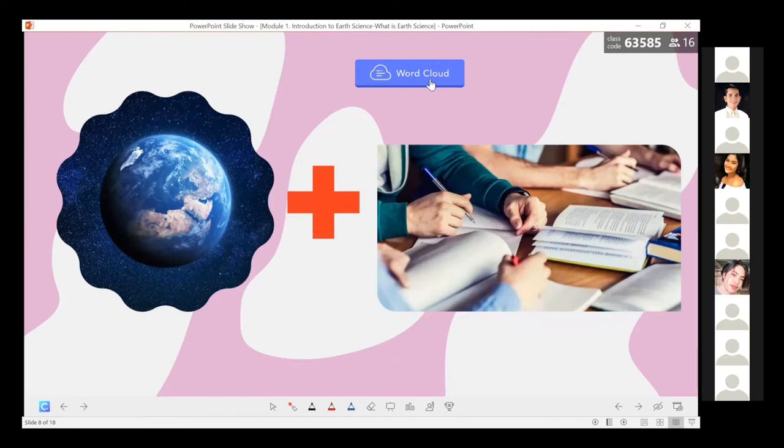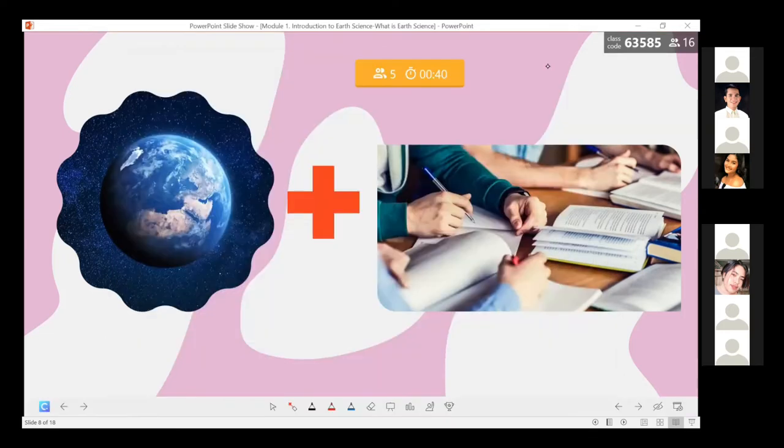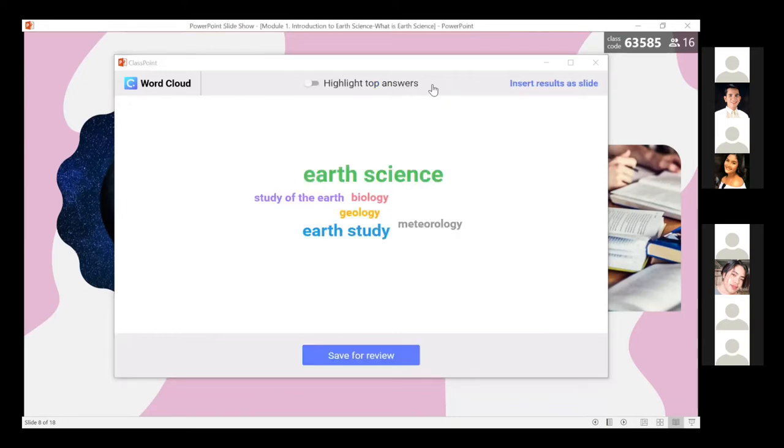You have here the Earth plus yung pangalawang image na yan. Ano yan? Sige, good for 1 minute lang. Ayan, last 15 seconds, 10 seconds. Tingnan natin yung mga sagot nyo. Pick one word, ha? One word. Alright, close submission tayo. Tingnan natin yung mga sagot nyo.